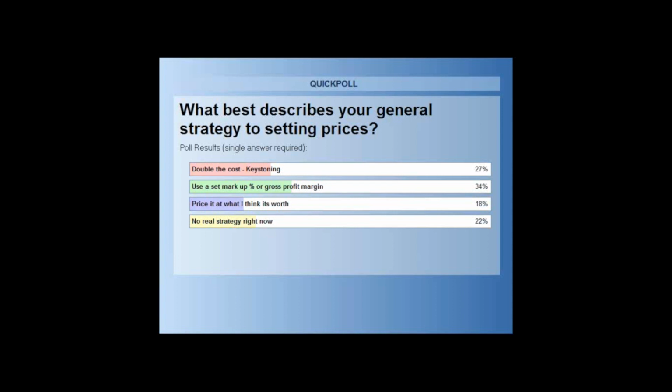So we have 27% that are using keystoning, which we'll talk about, which is doubling the cost. 34% use a set markup or a gross profit margin. 18% just kind of look at it and price it for what they think. And 22% is no strategy. Wow, that's quite the mix.